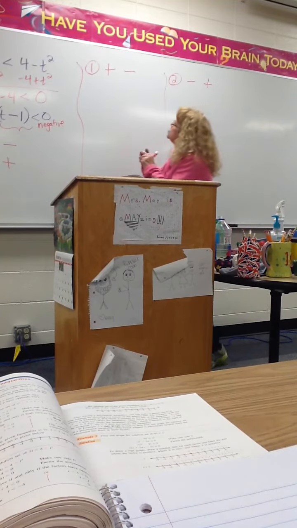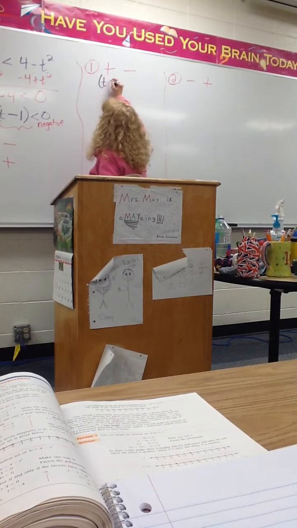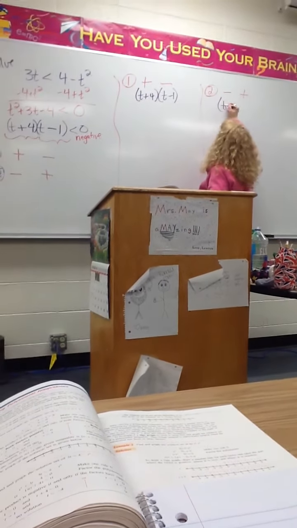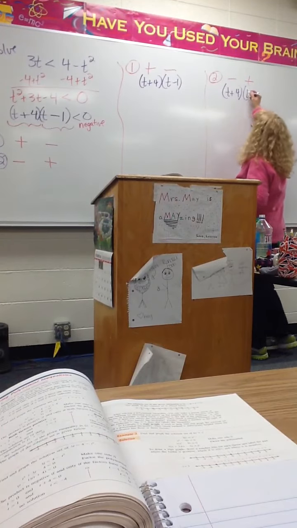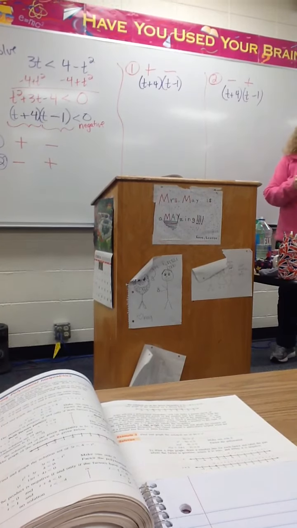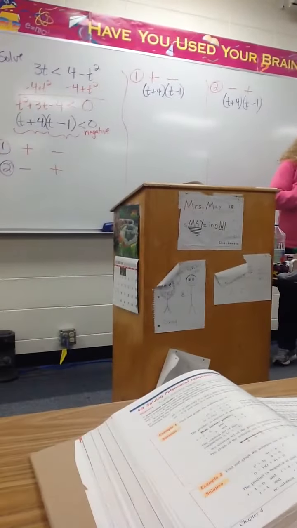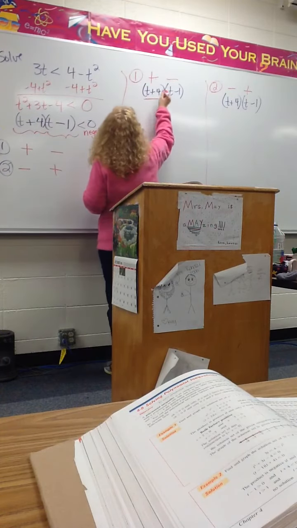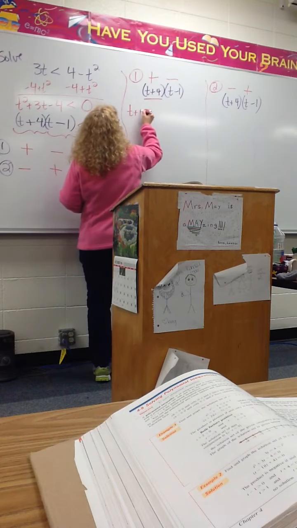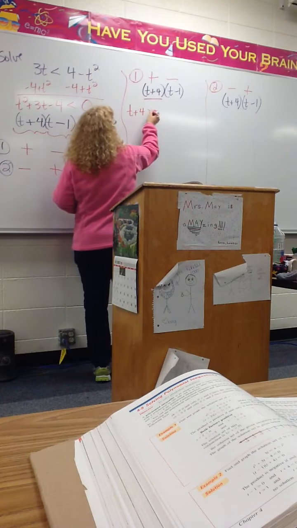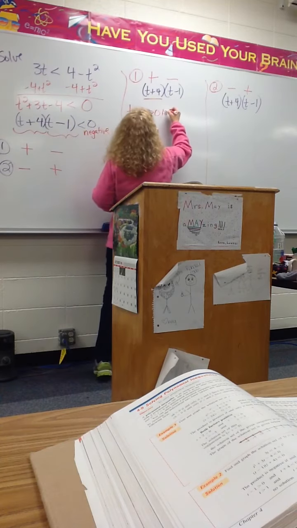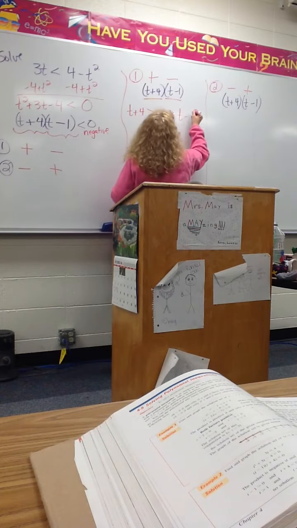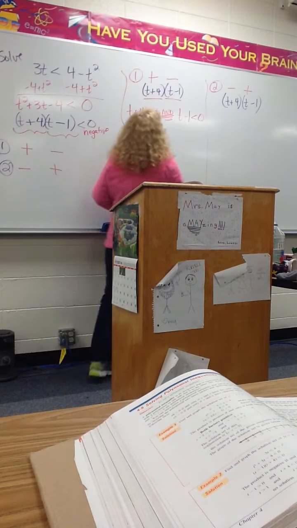And what were the factors again? They were t plus 4 and t minus 1. So in this first case, this one is positive. By the way, how do I write positive again? Greater than 0. And at the same time, this one is negative. How do I write that it's negative? Less than 0.